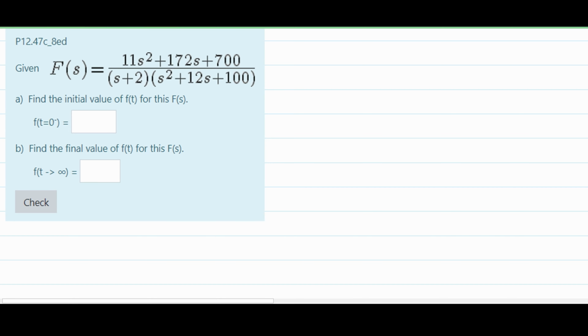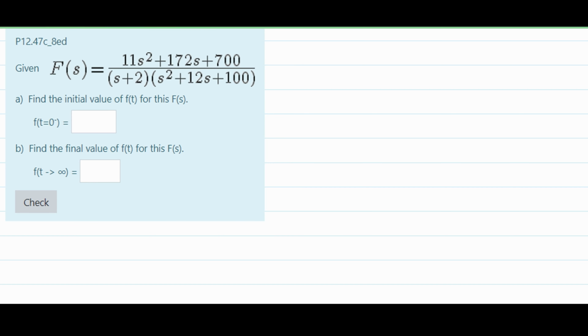We need to find the initial value of f(t) for this F(s). We also need to find the final value of f(t) for our F(s). We're going to use the section 12.9 initial and final value theorems for this. Those can be found linked below the like button in the description.